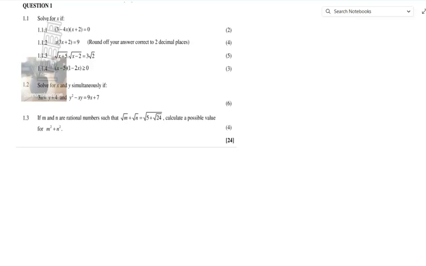In this lesson, we're going to be looking at a trial question paper from KZN, and we're going to be doing question number 1.